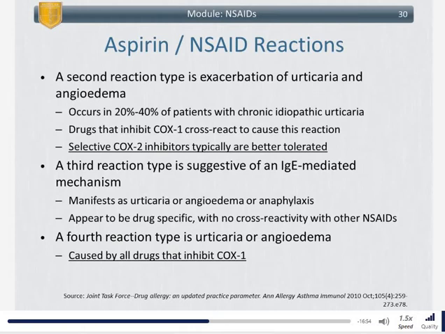Reaction number 3, IgE-mediated reactions, typically again seen as urticaria or angioedema or anaphylaxis. These appear to be specific to a particular drug, and it's not likely that other NSAIDs will cross-react and produce the same reaction. It's usually drug-specific. And then a fourth reaction of urticaria or angioedema, but not fitting the other categorizations, is typically caused by, if the patient's going to get this, any drug that inhibits COX-1.